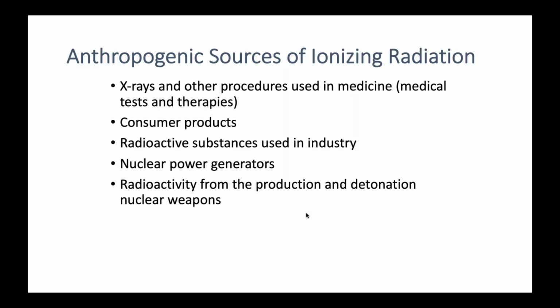Anthropogenic sources of radiation, in other words, man-made sources: consumer products, your smoking and cigarettes and your smoke detector and so on and so forth, X-rays used in medicine, radioactive substances used in industry, nuclear power generators, although God knows they don't really release that much, do they? Unless there's a problem, and they don't have problems too often.